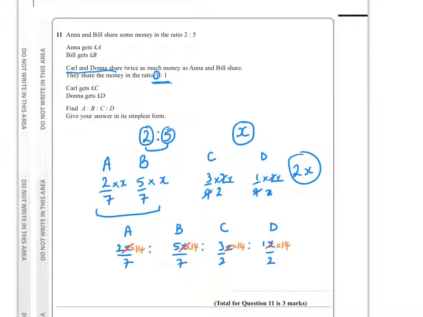Then I think you can see very quickly 7s into 14 is 2, and 2 times 2 is 4. 7s into 14 is 2, 2 times 5 is 10. 2s into 14 is 7, 7 3s are 21. And 2s into 14 is 7, and 7 times 1 is still 7. So the answer of A to B to C to D as a ratio would be 4 to 10 to 21 to 7.